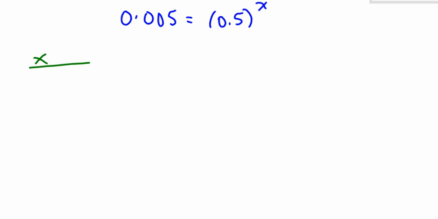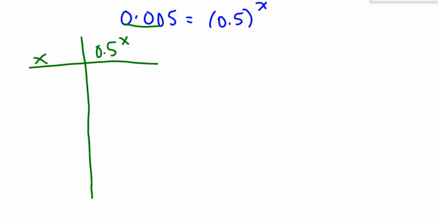I'm going to guess at some values of x. And then I'm going to calculate what 0.5^x is and see how close I get to 0.005. And as I guess and check, I adjust my guess. And this is valid only if you record exactly what you're guessing and checking. So I'm going to try x equals 3 just to get some sort of starting point.